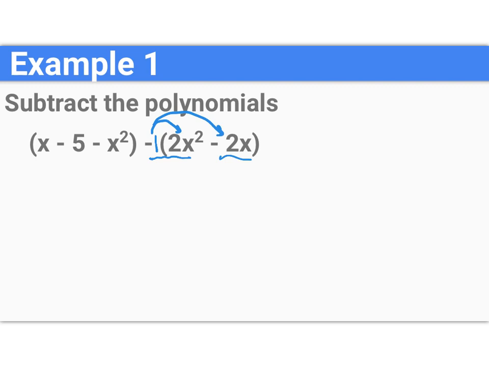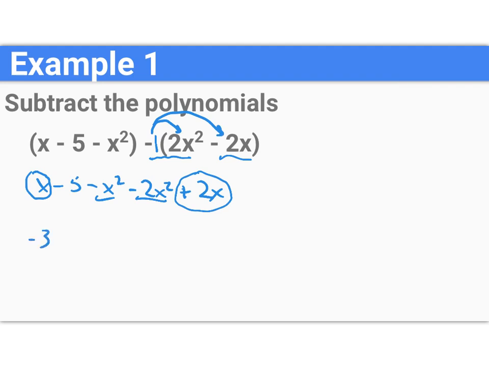So I'm going to rewrite everything. x minus 5 minus x squared minus 2x squared plus, because a negative times a negative is a positive, 2x. And so now we're going to group everything together. We're going to circle and use the symbol in front of the letter. Okay, so our underlines are x squared, so we have negative 3x squared, because that is a 1. x plus 2x is plus 3x minus 5.